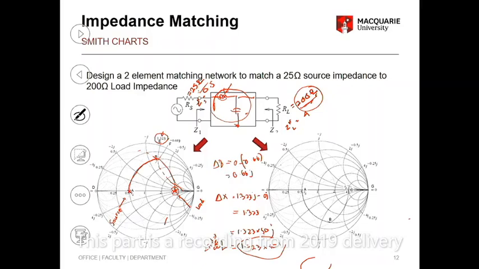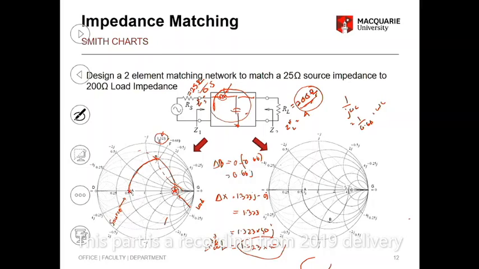Now that's your delta B. So if you want to convert it, your susceptance is 1 over J omega C, right? So you need to get 1 over 0.66, which is equal to omega C, then you can solve it to find the capacitance.